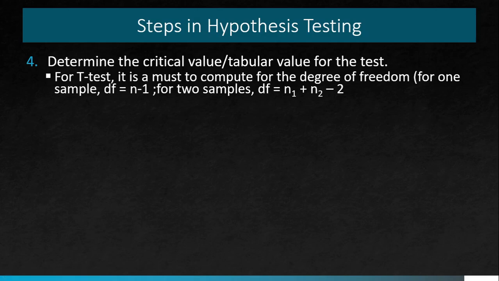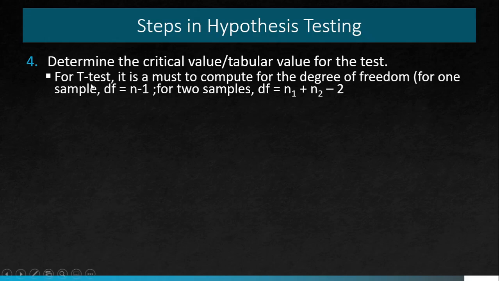Okay, so after that, the next step will be, upon formulating your hypothesis, your null and alternative hypothesis, you will proceed to your significance level. So upon identifying your level of significance, then you will now determine what type of test you are going to use. So after determining the type of test that you will be using, the next step is for you to identify the critical or tabular value. Okay? Critical or tabular value. And please take note of this.